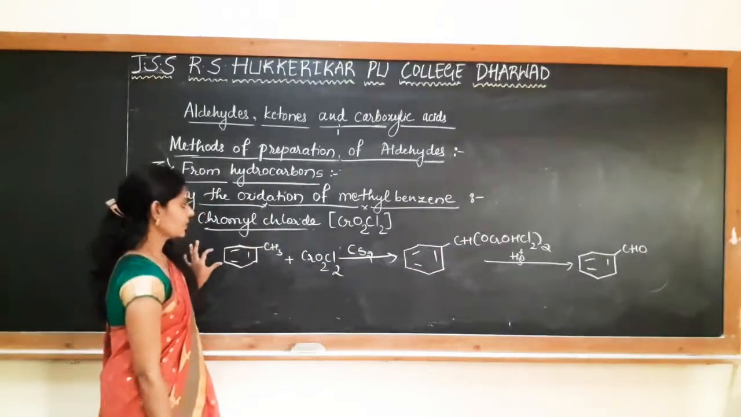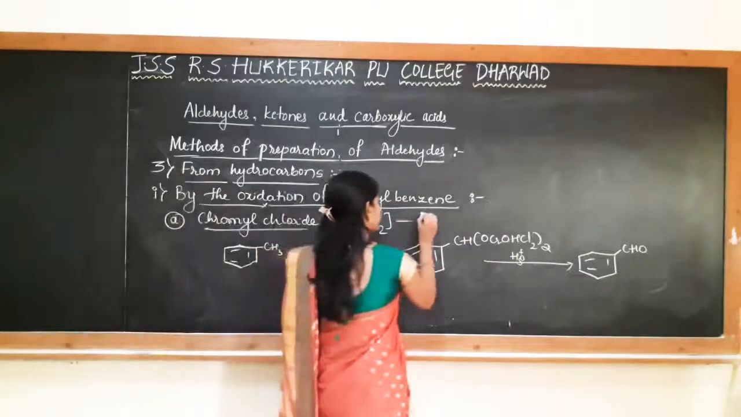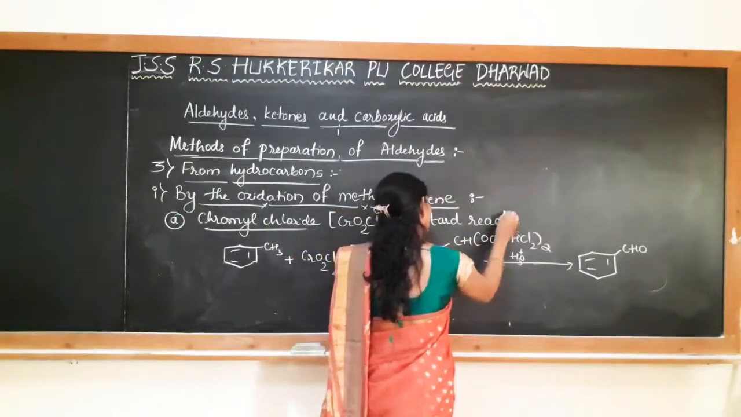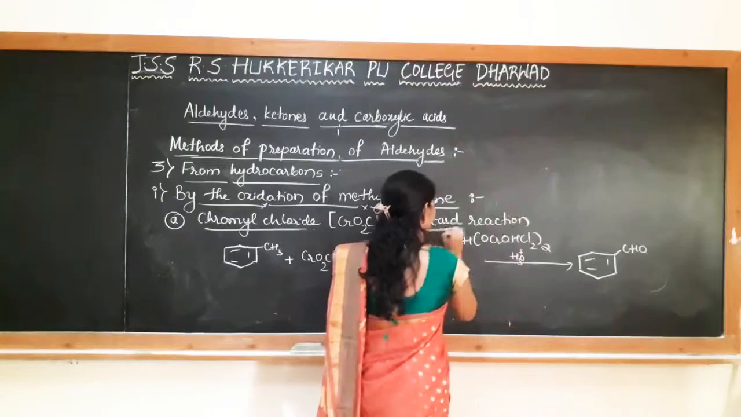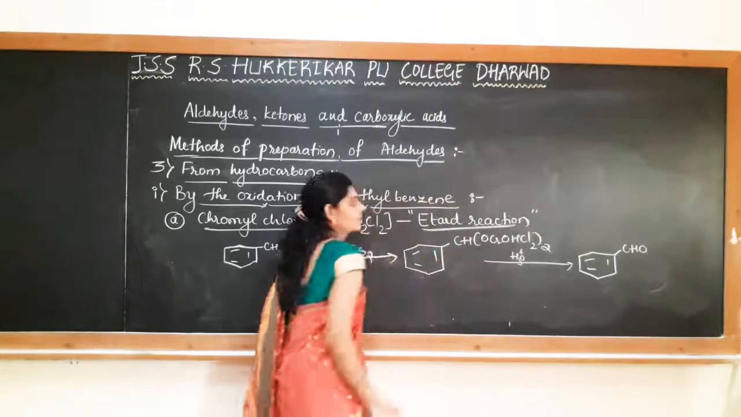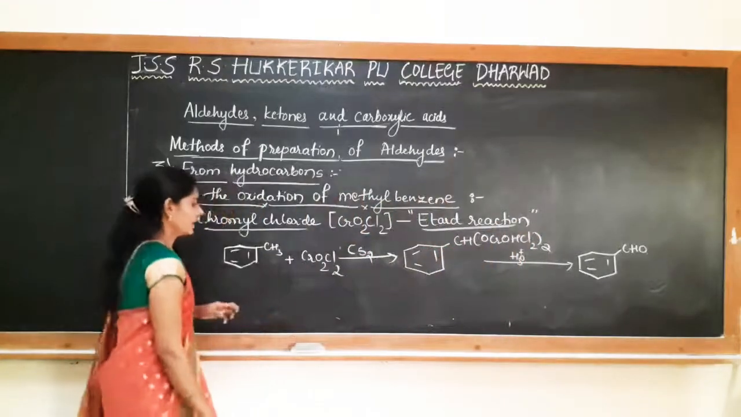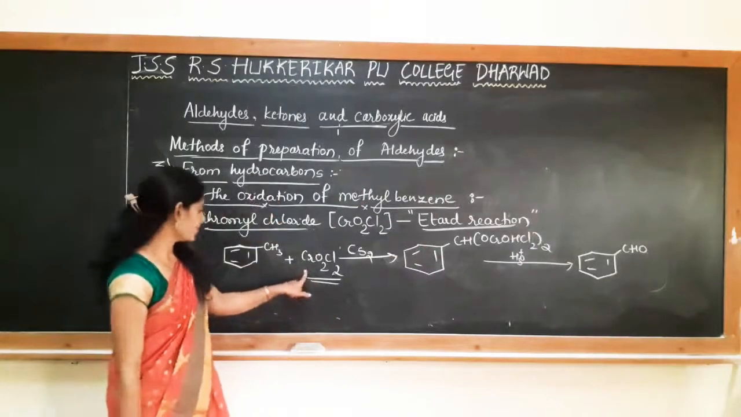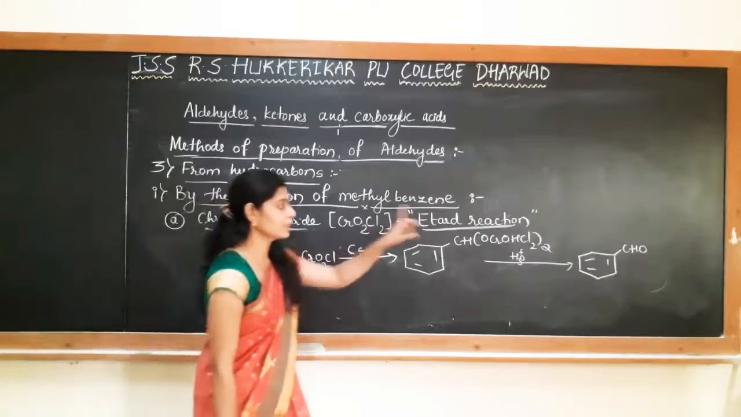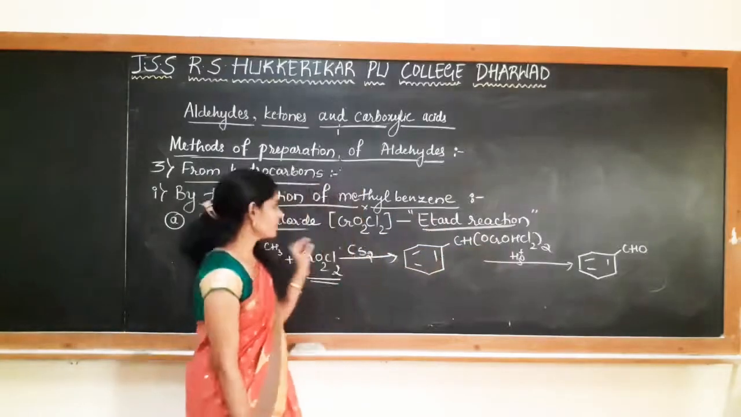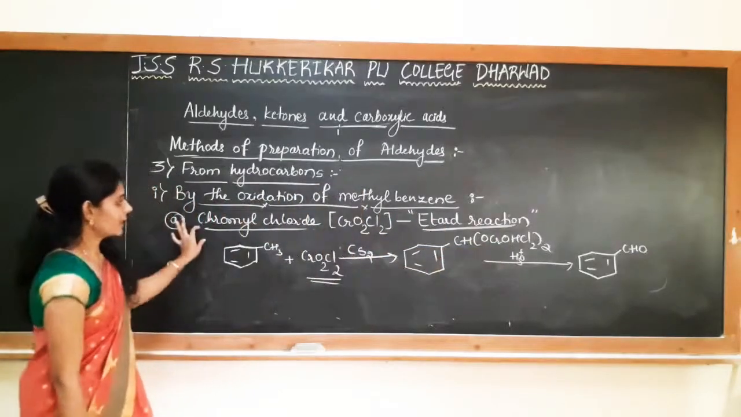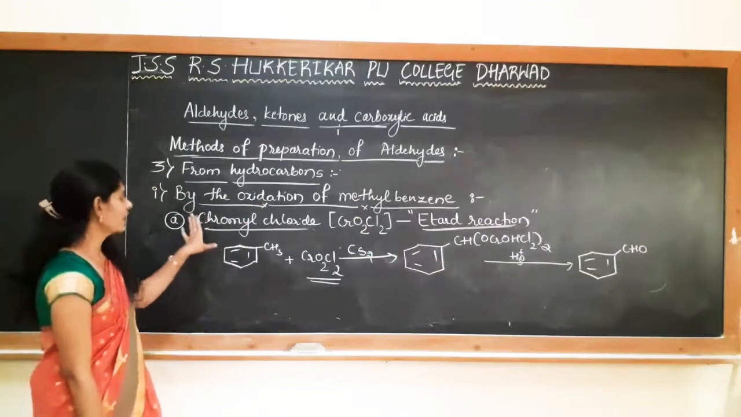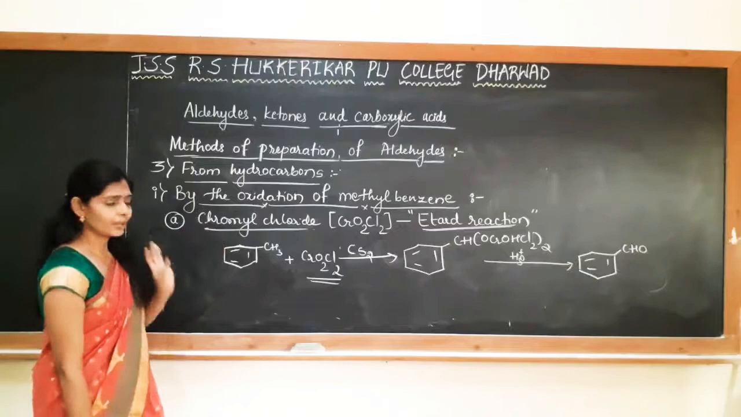This reaction is named the Etard reaction. A named reaction, very important for your competitive examinations. Okay, Etard reaction, where chromyl chloride is used as an oxidizing agent for the oxidation of toluene to benzaldehyde. Okay, so this is the first method of preparation of benzaldehyde, an aromatic aldehyde, from the hydrocarbon.